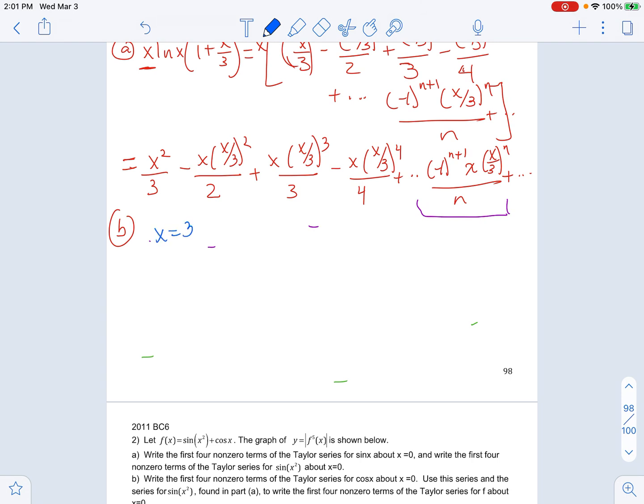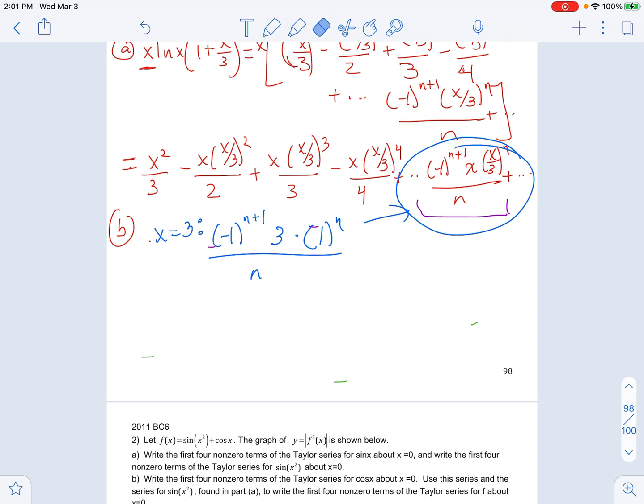So let's start with x equals 3. So I'm plugging it into here. I have a 3, and 3 divided by 3 is just 1, right? And let's clean this. Oops, I don't have a plus 1. This is just n. And 1 to the n is always 1, so I don't need to write that. So I have this.